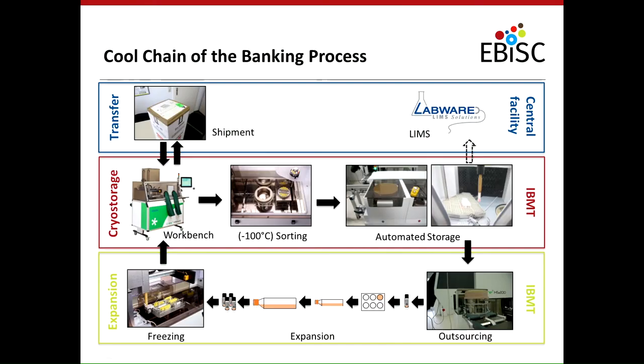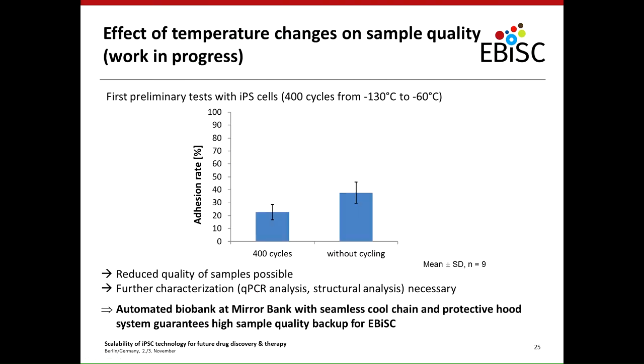And then we have an automated storage system, so the samples are brought in a cooled transport container inside the cryo workbench and then go into our mirror bank. Meaning, as I said, that the cool chain is not interrupted during the complete shipping and storage process.